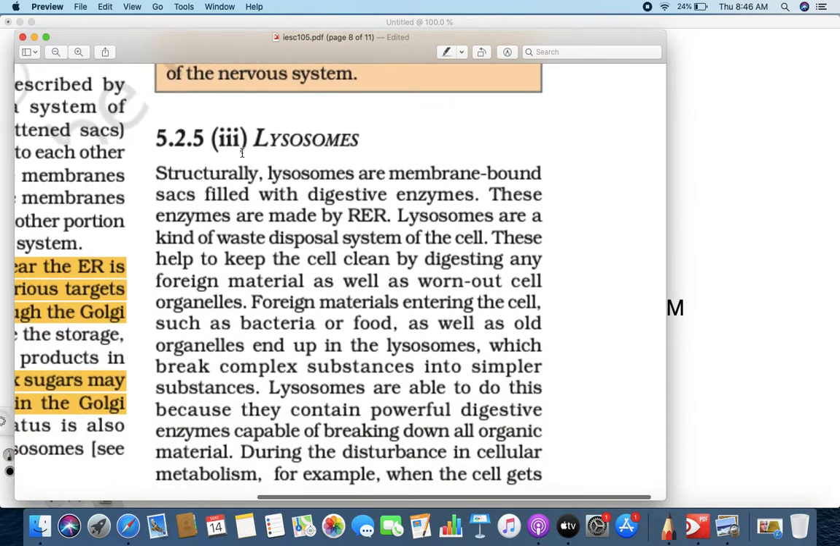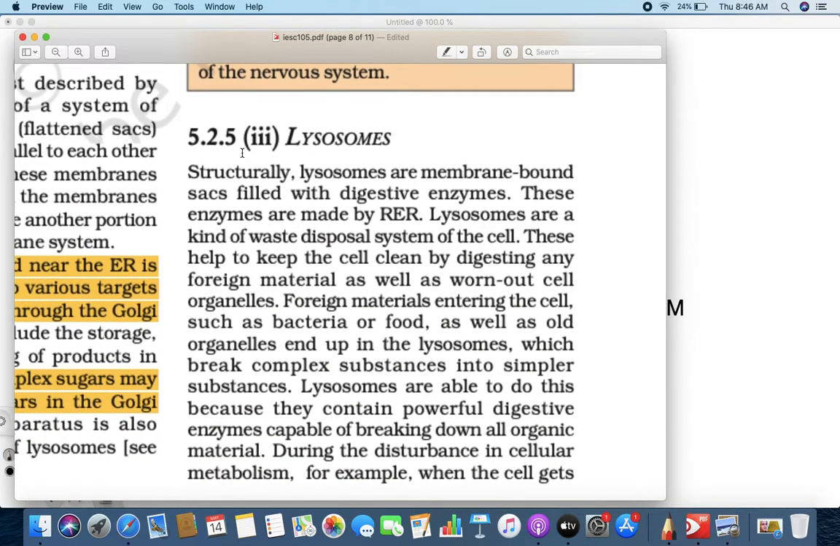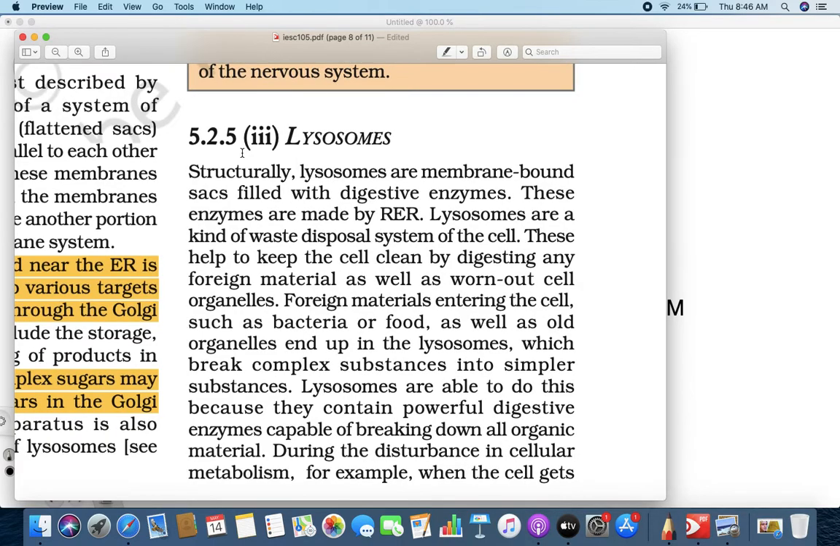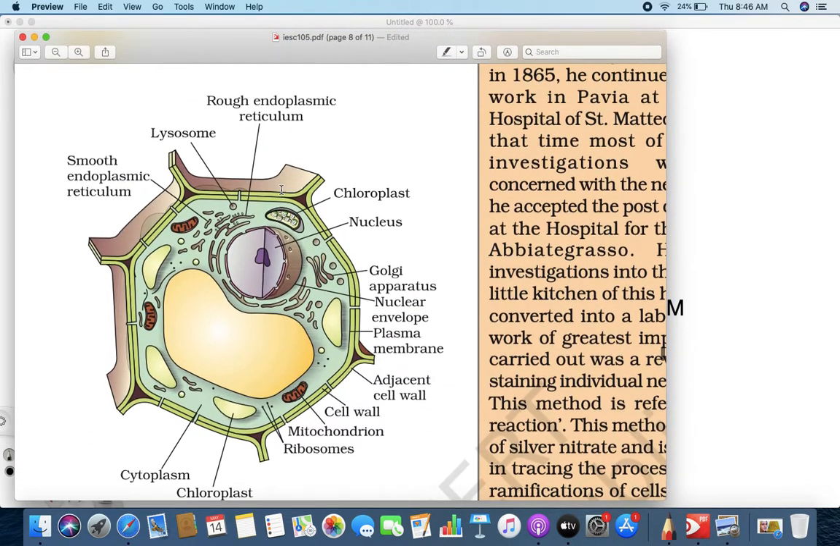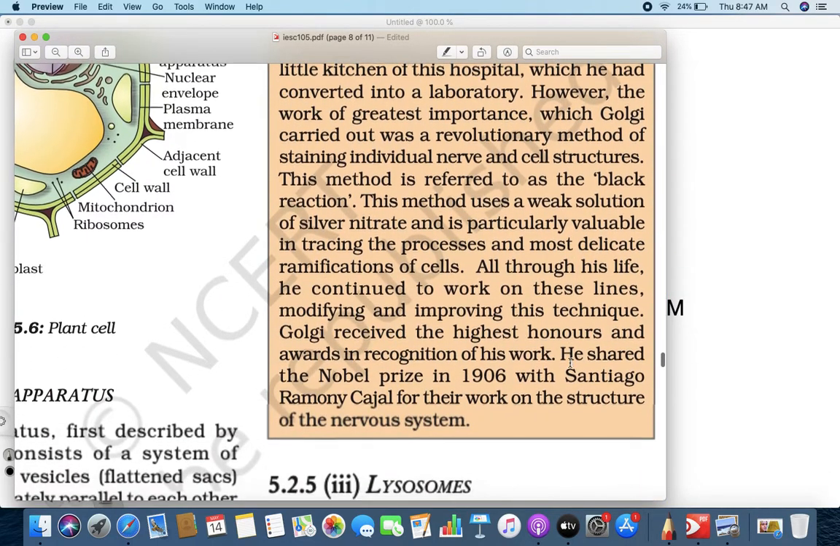Now lysosomes, as I said, lysosomes are membrane-bound sacs filled with digestive enzymes. This is a really important part. They have digestive enzymes. Who has digestive enzymes? Lysosomes. Can you see a dot on the top of it? Next to the rough endoplasmic reticulum, you see a dot. Such dots are at many places. Those are lysosomes. Now, what is the role of a lysosome in a cell?